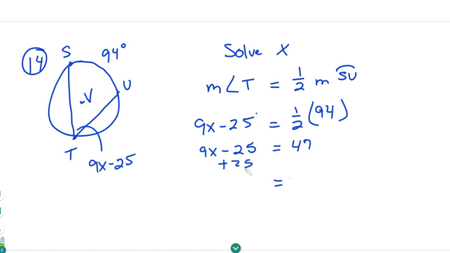Zero pair the 25. 9x is going to equal 72. Divide by 9, divide by 9. X is equal to 8.